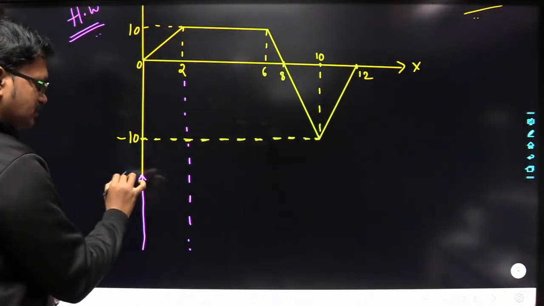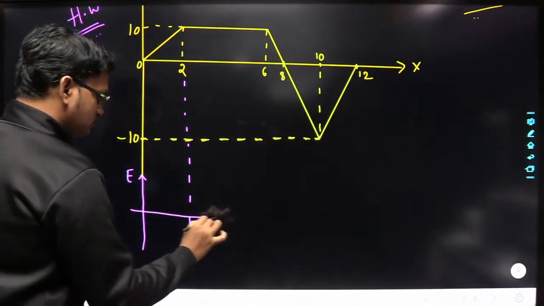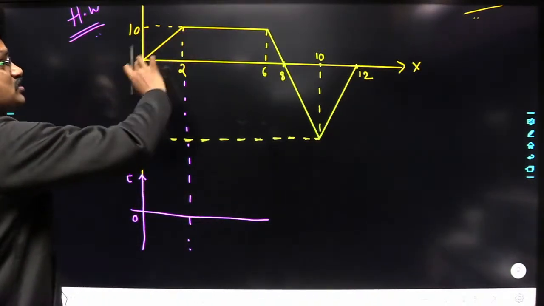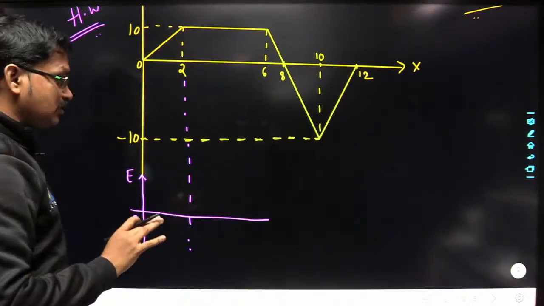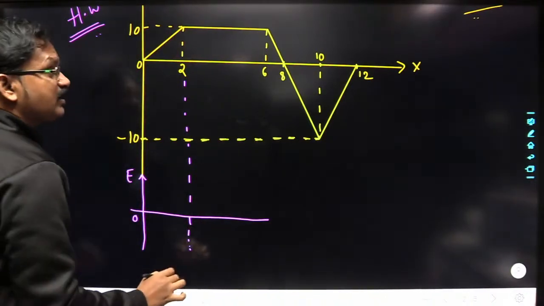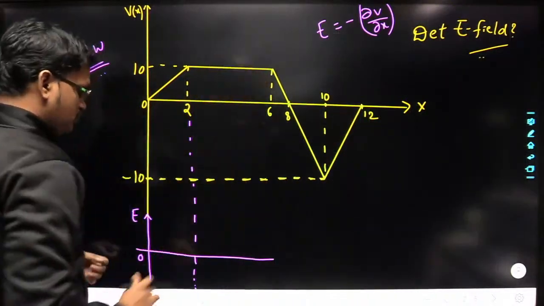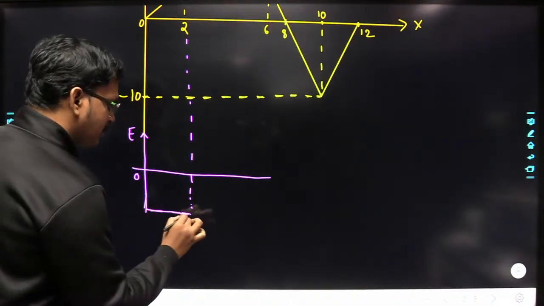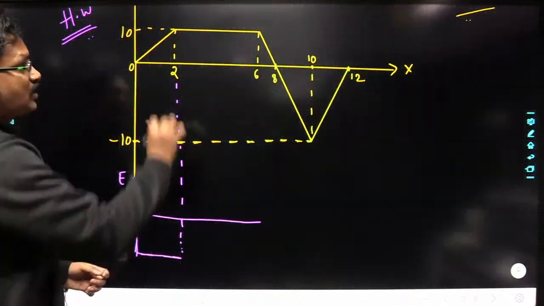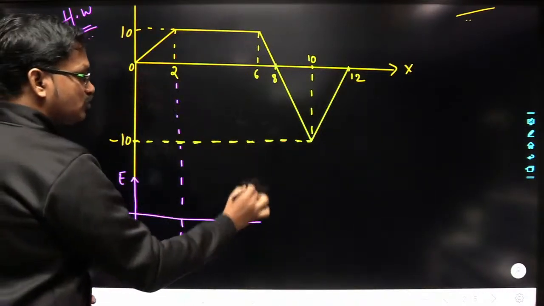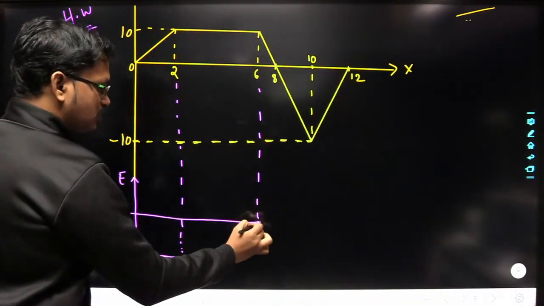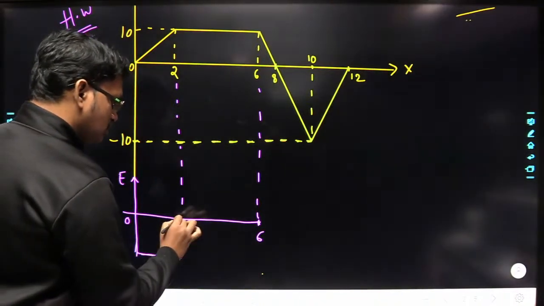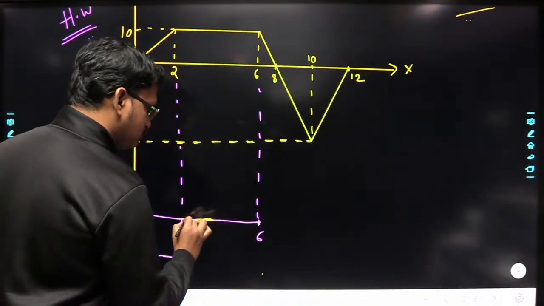So let us consider this is the electric field. I am drawing the rough diagram here. Here the slope is positive and constant, so the electric field is nothing but minus of this slope. That means you are going to get some negative value here. Next, from 2 to 6, the slope is 0, so the electric field is going to be 0 from 2 to 6.